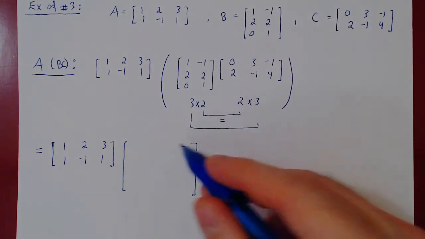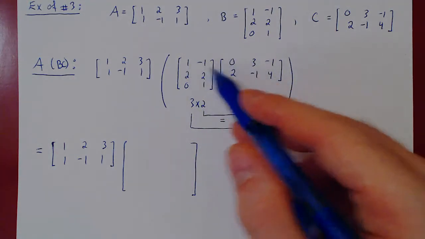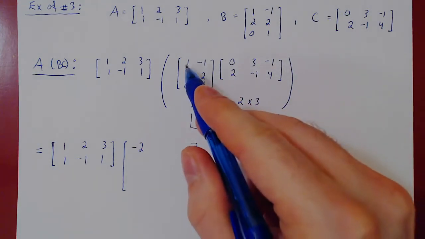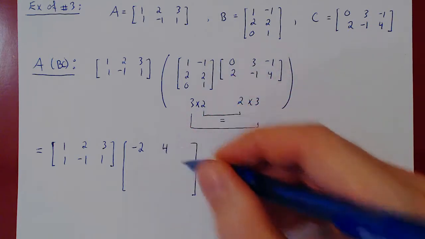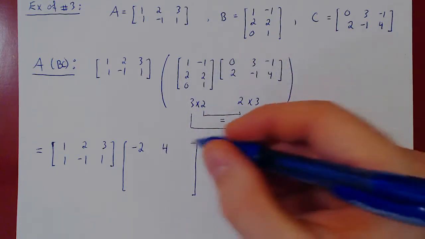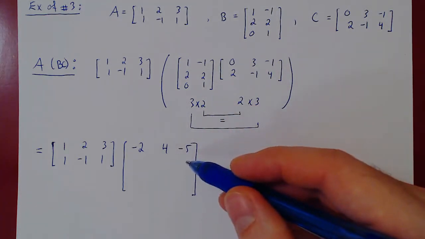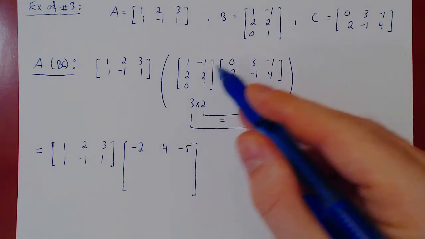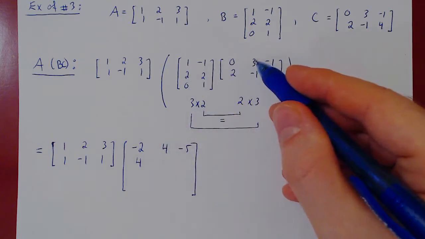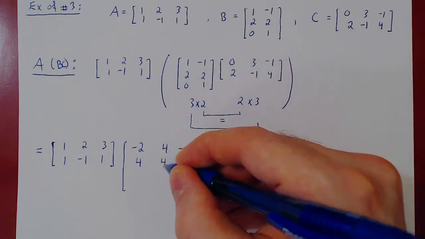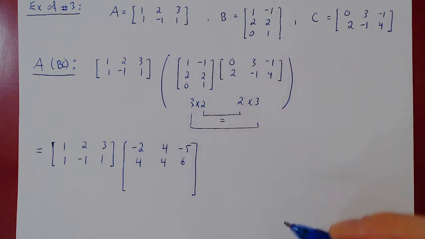Well, to construct this first row, we fix the first row of B and go through every column of C. 0 minus 2, negative 2. 1 plus 1, 3 plus 1, 4. Negative 1, negative 4, negative 5. To construct the second row of BC, we fix the second row of B. 0 plus 2, 2 times 2, 4. 6 minus 2, 4. Negative 2 plus 8, 6.